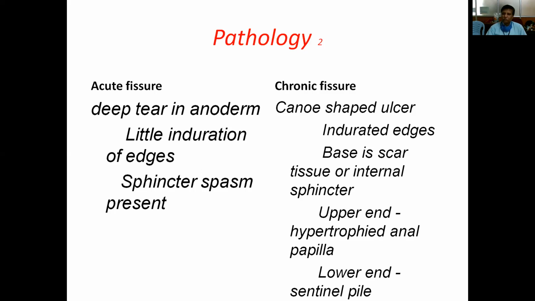In the lower end, you can see another skin fold which is called the sentinel pile. Upper end, hypertrophied papilla can be seen. Lower end, you can see the sentinel pile. So this is the typical appearance of the anal fissure, chronic anal fissure.